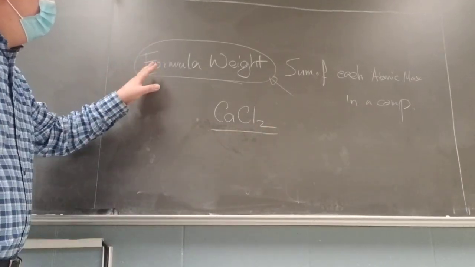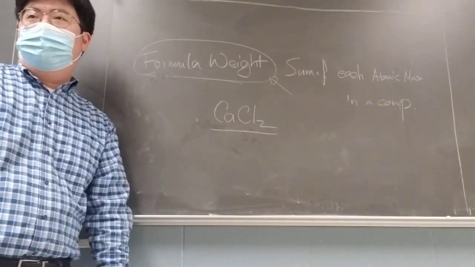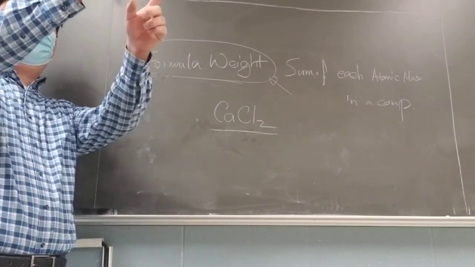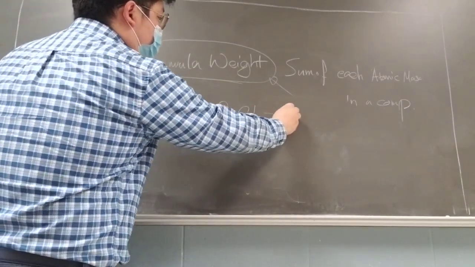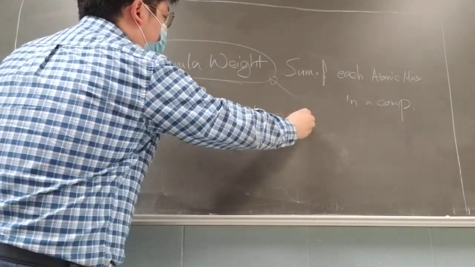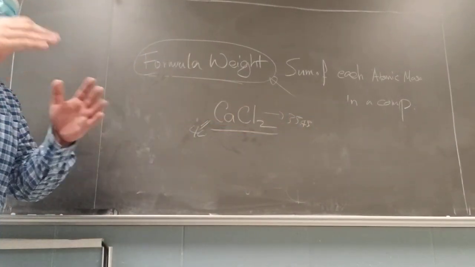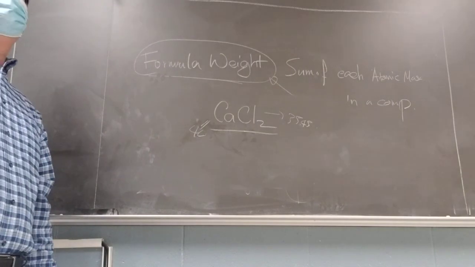Can you guys get the formula weight for calcium chloride? It's really quick. Calcium is about 40. Chlorine is about 35.45. But you can always make it easy. The numbers are all over there.